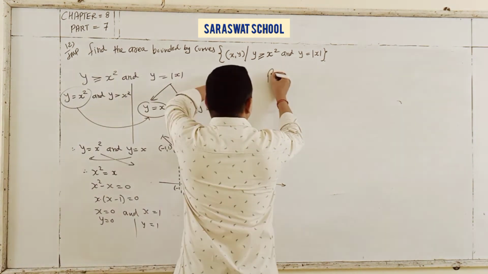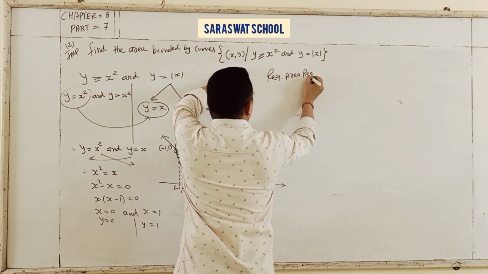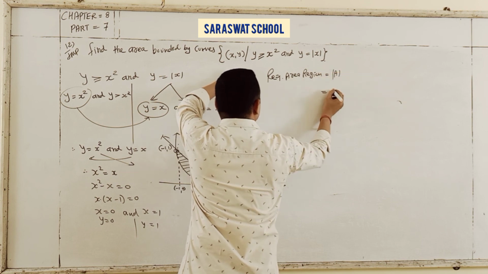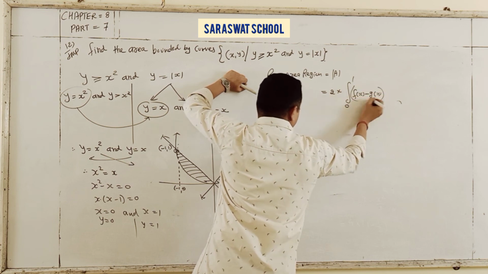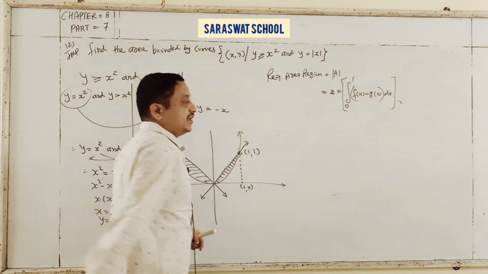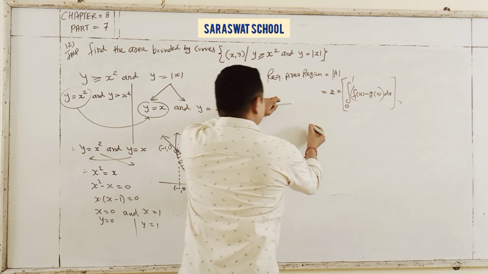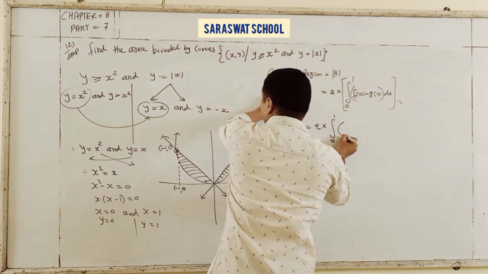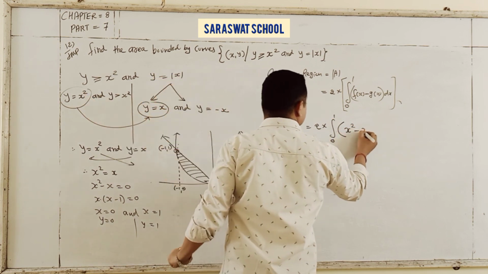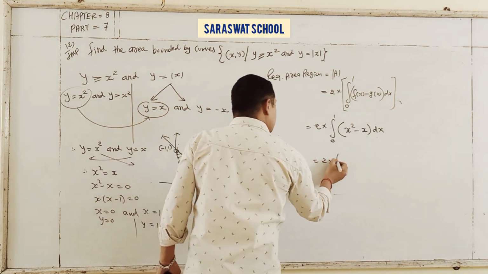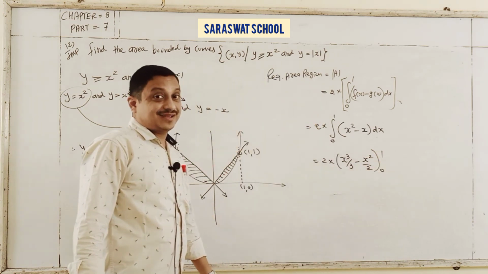So the required area of the region is double the integral from 0 to 1 of f(x) minus g(x) dx. Why double? This shading and this shading are equal. So 2 times the integral from 0 to 1, taking f(x) as y equal to x square and g(x) as y equal to x, and simplify: x cube by 3 minus x square by 2, from 0 to 1, and put the limits.